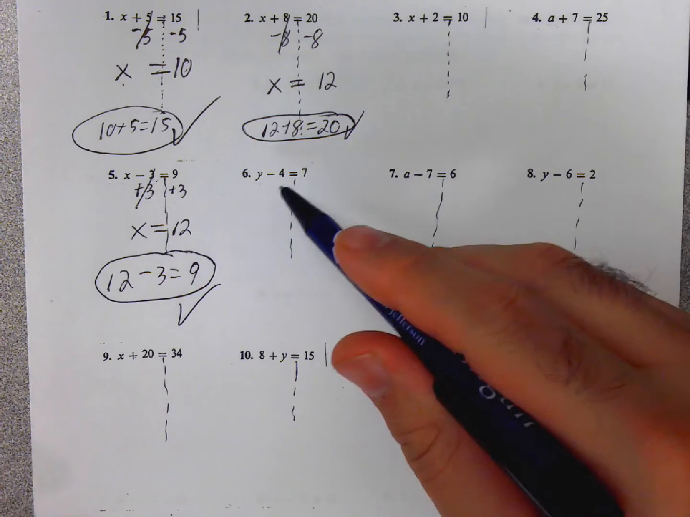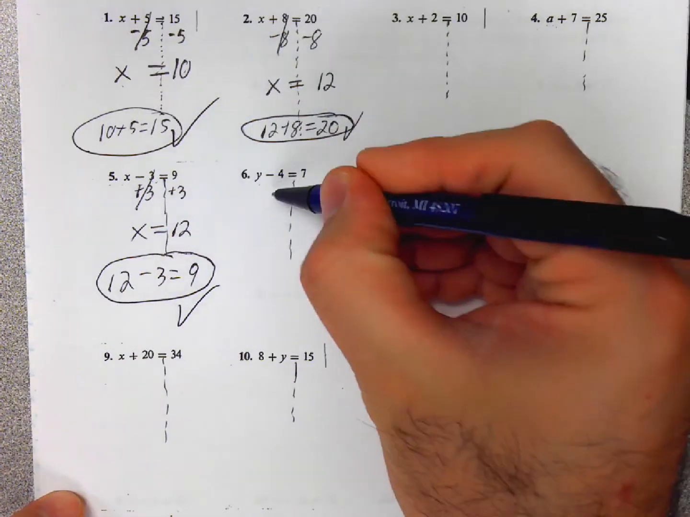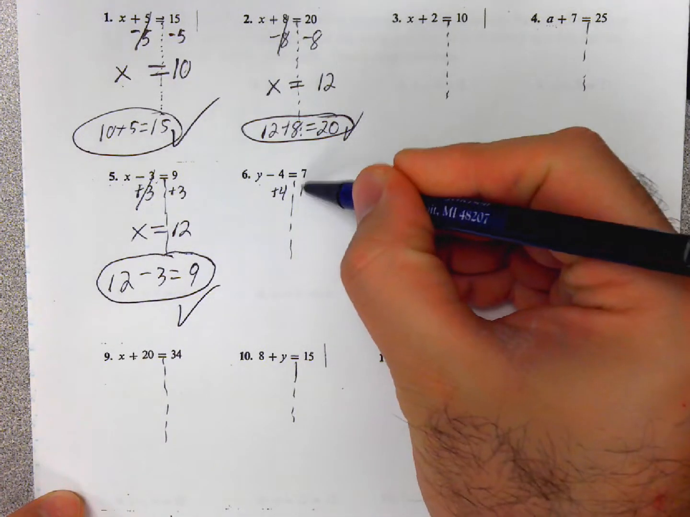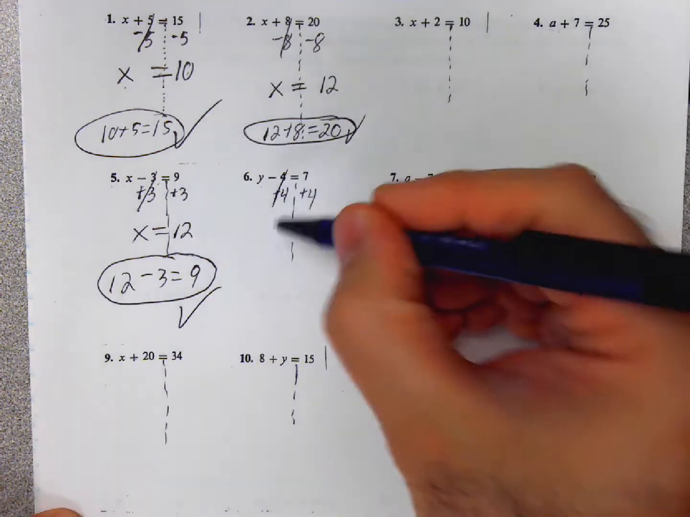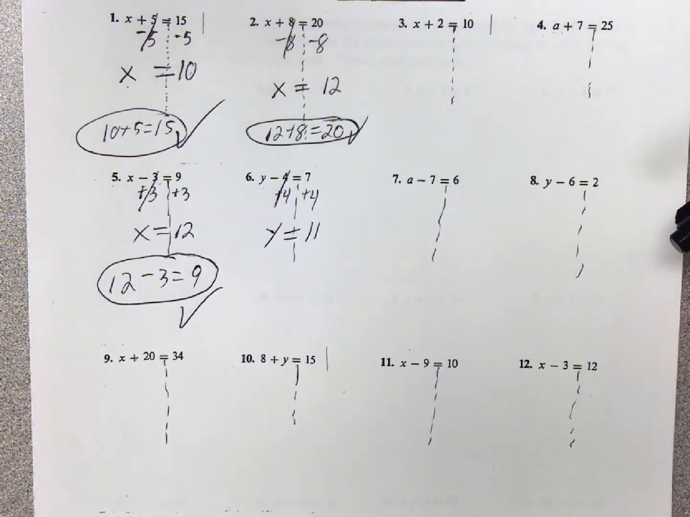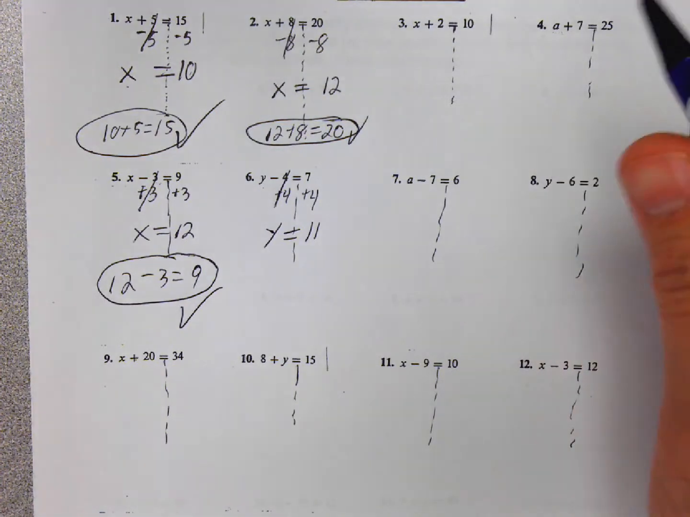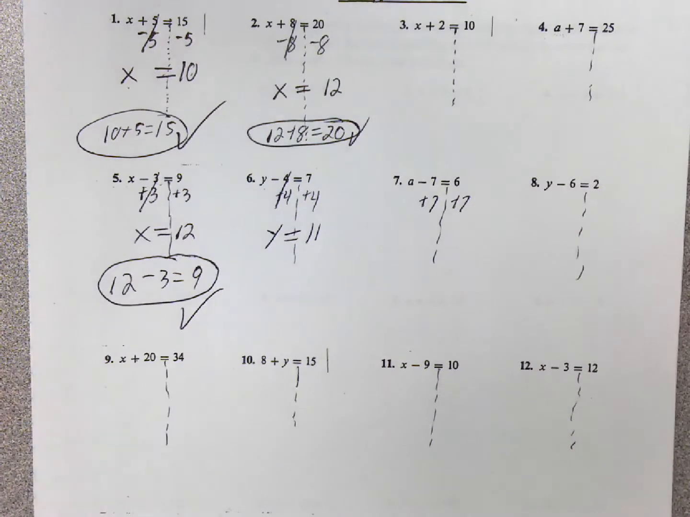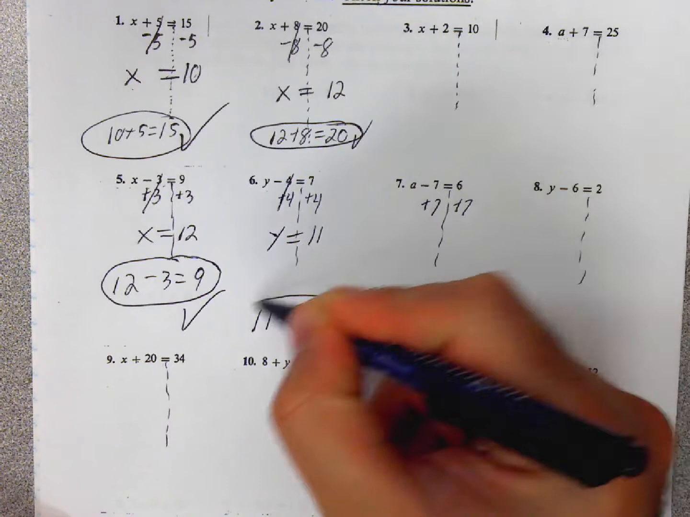All right, y minus 4. What's the opposite of minus 4? Opposite of minus is plus. Good. And whatever you do to one side, you have to do to the other. So negative 4 plus 4, those cancel out. I'm left with y equals 7 plus 4, 11. Okay? Now I have my a minus 7. What's the opposite of minus 7? Plus 7. Whatever you do to one side, you got to do to the other. I'll let you finish that up. Don't forget you can check your work as you go to make sure you're doing good.